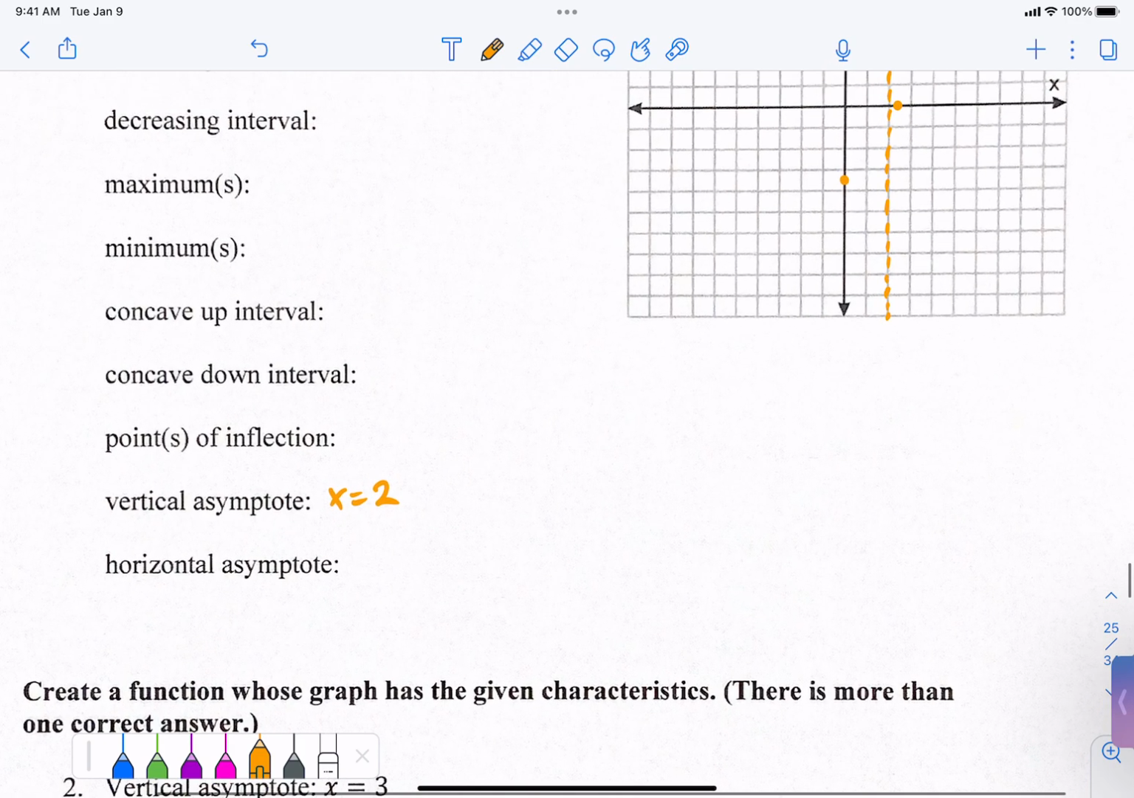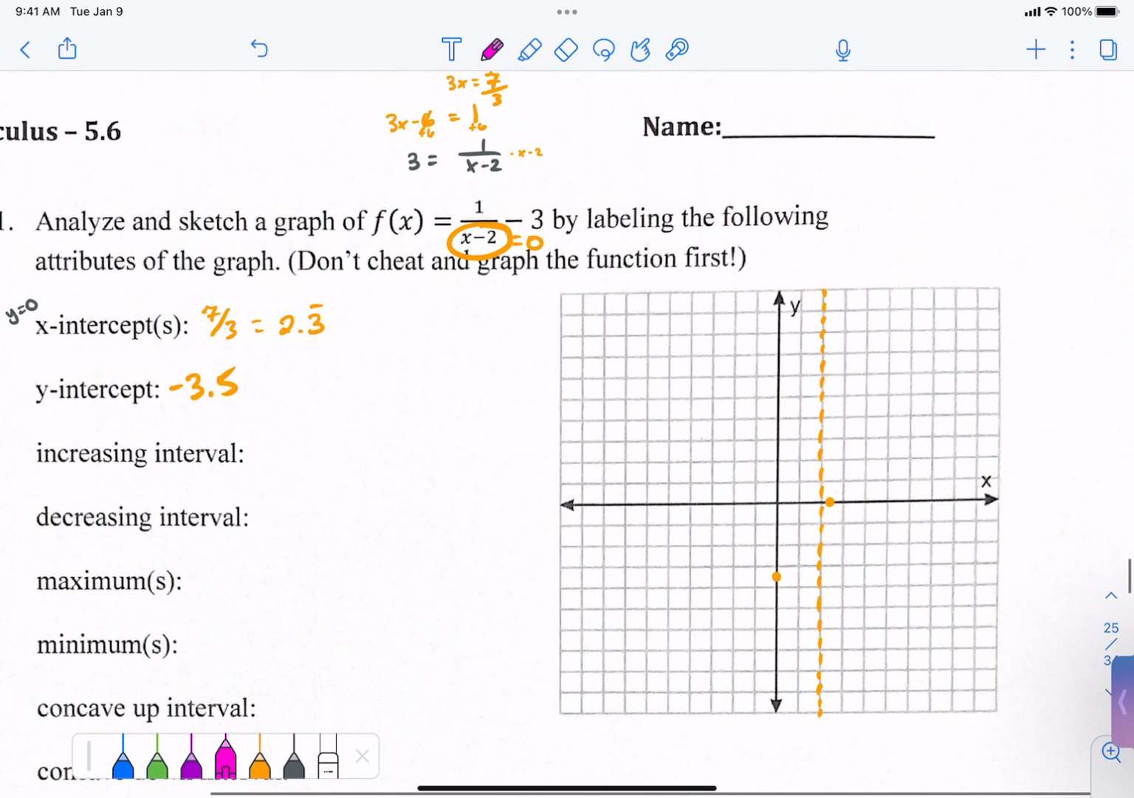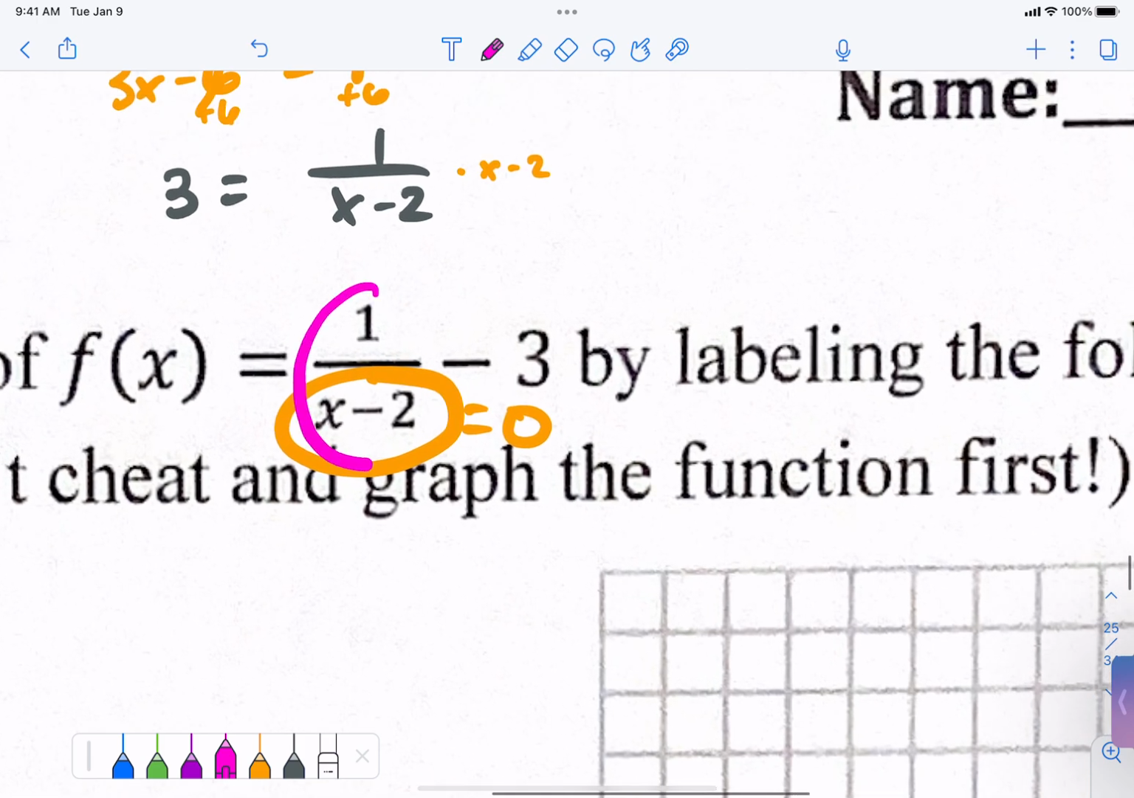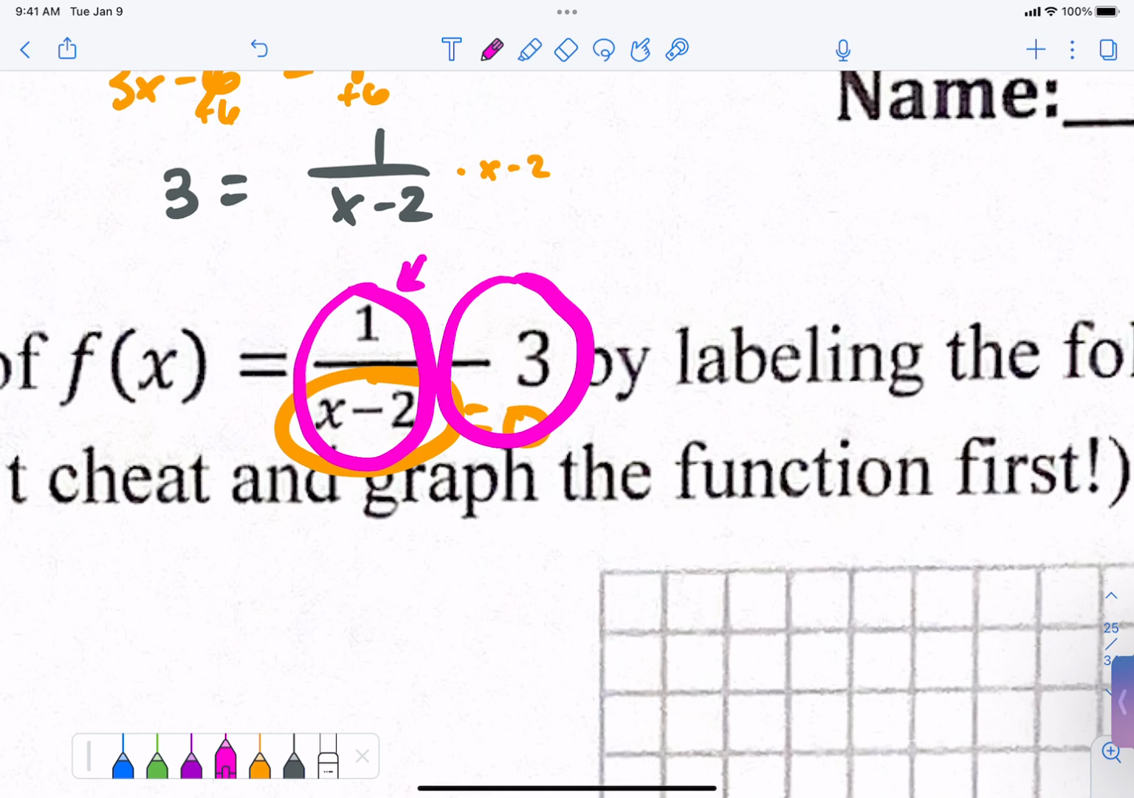For HAs, let's talk about n and m. Wait a minute, it's 0 over 1. We have to look at the HA for this piece and the HA for this piece, like the two pieces, right? So what's the HA for this one? 0 over 1. And so what is the HA if 0? y equals 0. What's the HA here if it's negative 3? Or what's the limit at negative 3?